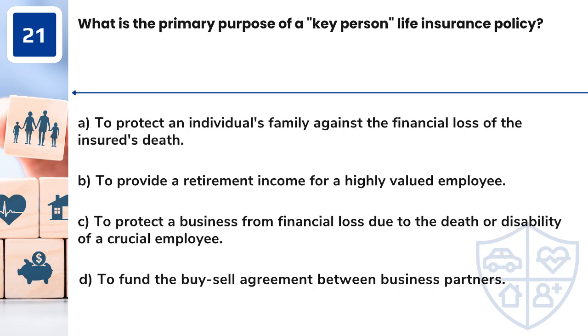Question 21. What is the primary purpose of a key person life insurance policy? A. To protect an individual's family against the financial loss of the insured's death. B. To provide a retirement income for a highly valued employee. C. To protect a business from financial loss due to the death or disability of a crucial employee. D. To fund the buy-sell agreement between business partners.